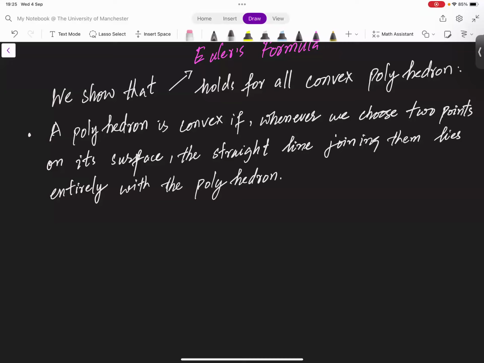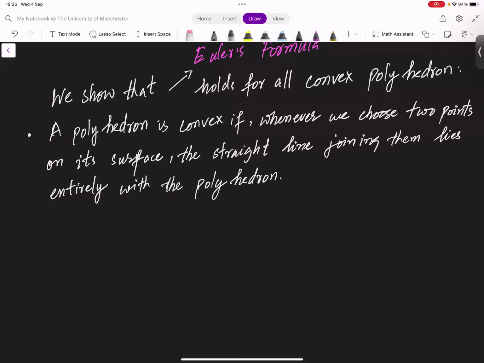However, if we, for example, take a cube and remove a smaller cube from its interior, we get a polyhedron that is not convex. For this polyhedron, in fact, V has 16 vertices, 24 edges, and 12 faces. So V minus E plus F is 4. The formula fails here.